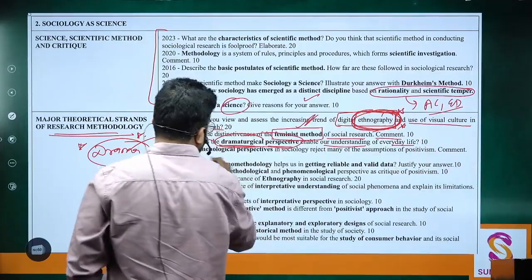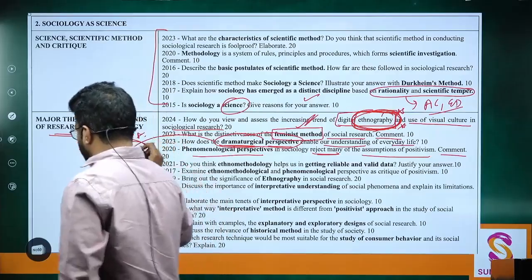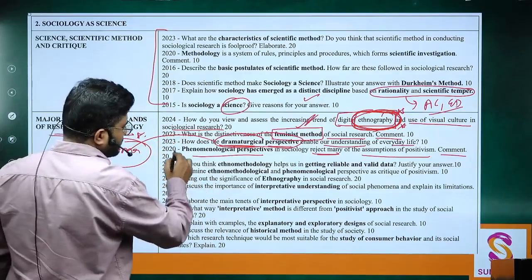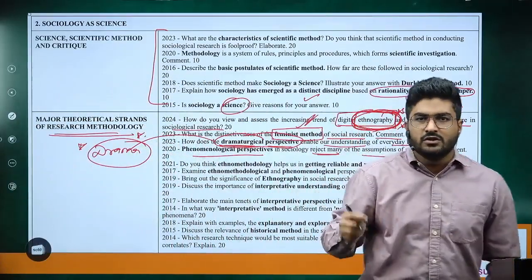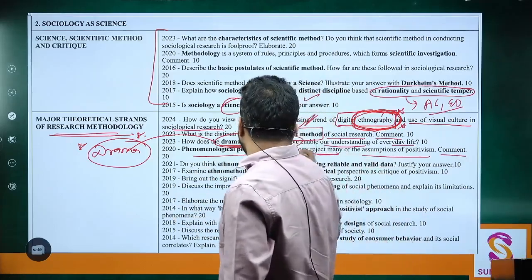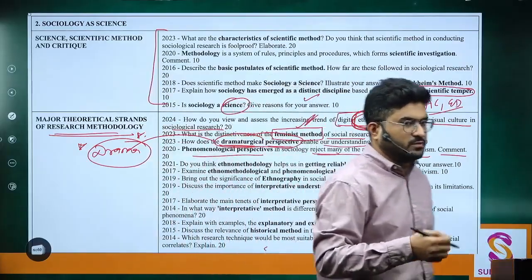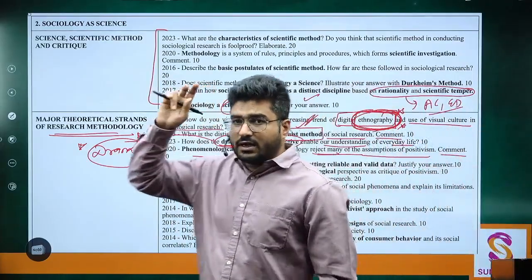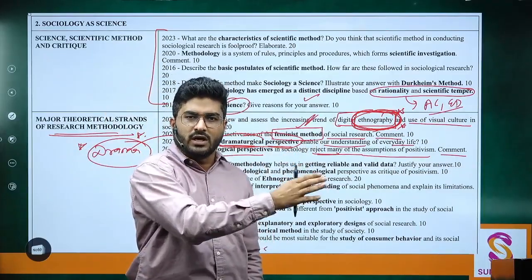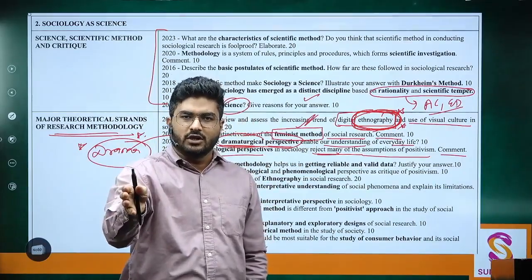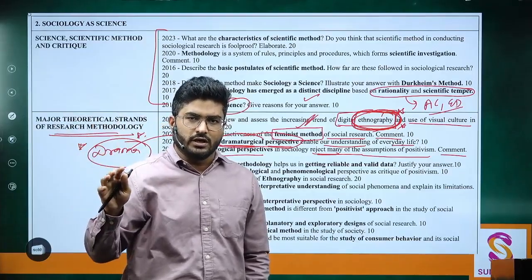Then, phenomenological perspectives in sociology reject many of the assumptions of positivism. So remember a trick. Whenever there is a question like: ethnomethodological perspective in sociology rejects many of the assumptions of positivism, symbolic interactionist perspective rejects many of the assumptions of positivism. Whatever the core features of that rejection are will be the same for all the schools. Symbolic interactionism, phenomenology, and ethnomethodology are all part of the interpretative school, and that too in the micro school category.